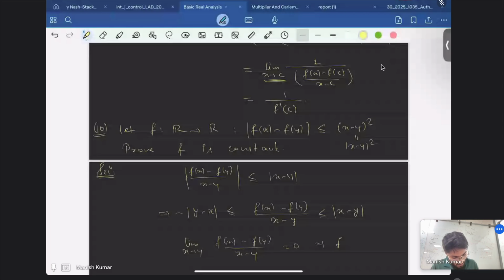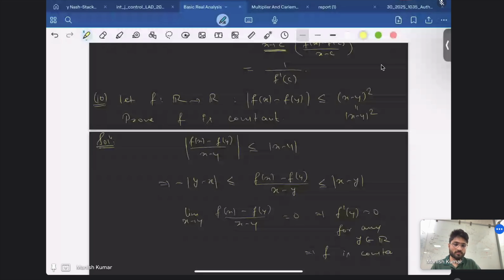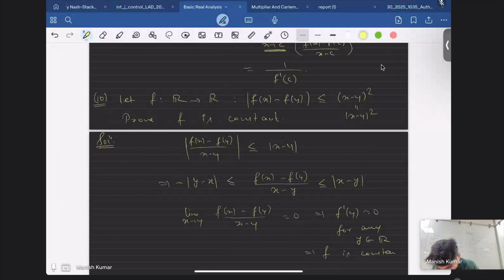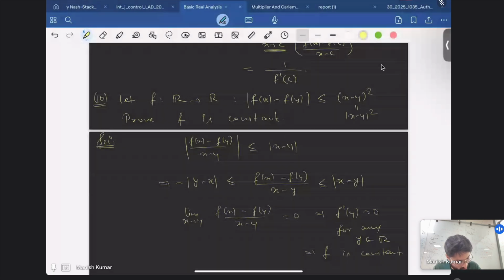Okay, so this is true for any alpha greater than 1, strictly greater than 1. Let me write two more problems. Sir, what if we replace modulus x minus y whole square by the power 3? Yeah, the same thing. I'm saying this is true for any alpha. If you take alpha greater than 1, then you will get the thing, right? Okay. So let me just write 2. But this is true for any alpha. Okay, now next question.